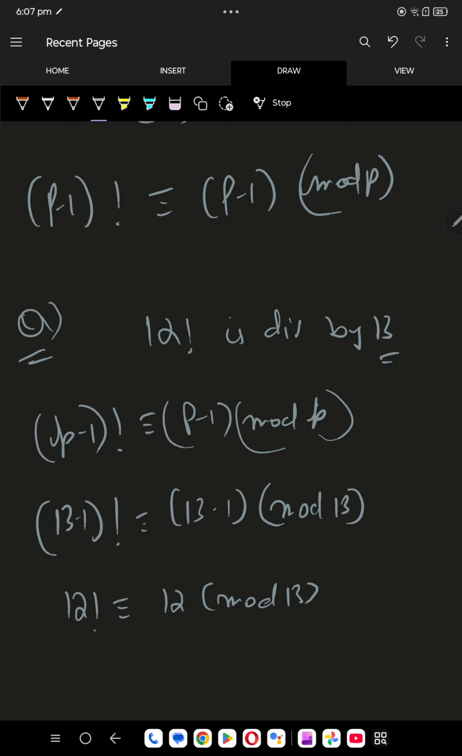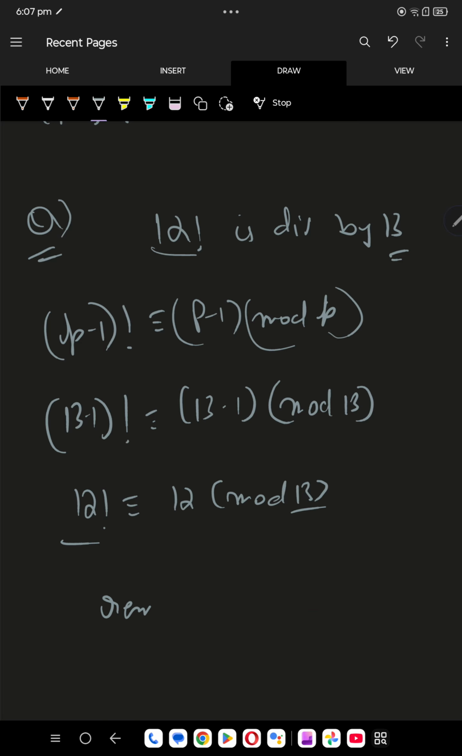So what is the question? 12 factorial divided by 13. What is the remainder? The remainder is 12. That's it. First question was simple, isn't it? Okay, let's move to the next question.